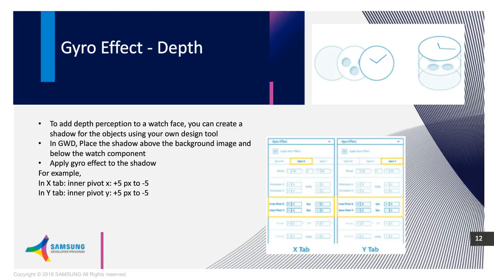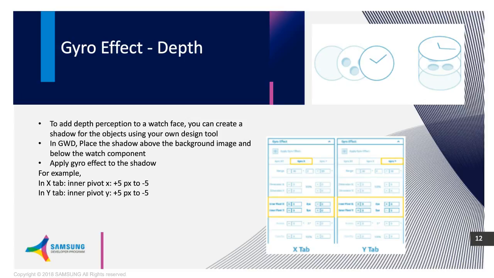You can create a shadow for the objects which you want to show the depth in your own design tool like Photoshop or Illustrator or whichever you are comfortable with. And in GWD, place the shadow above the background image and below the watch component, and you can apply the gyro effect, like change the pivot X of this shadow from +5 pixels to -5 pixels. Same way you can also change the pivot Y from +5 to -5. This would actually give you depth perception.